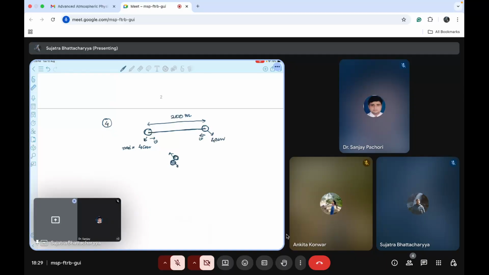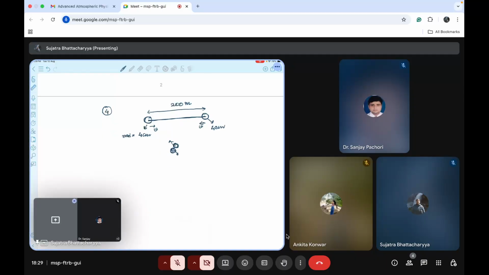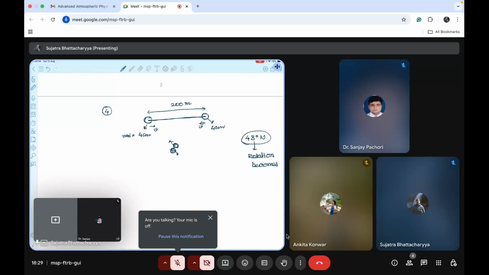This can happen because this experiment they are doing at 43 degrees north. At 43 degrees north, the planetary rotation becomes important. Why does it become important? Because Earth is a rotating frame of reference, and whatever experiment we are doing is in a rotating frame. That's why they have talked about 43 degrees north. So rotation becomes important. Important means you have to include the Coriolis force.